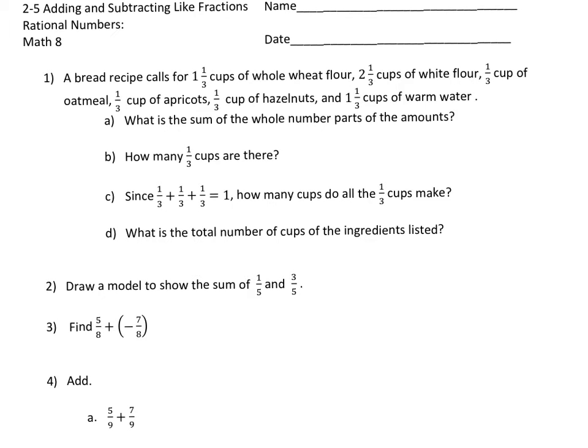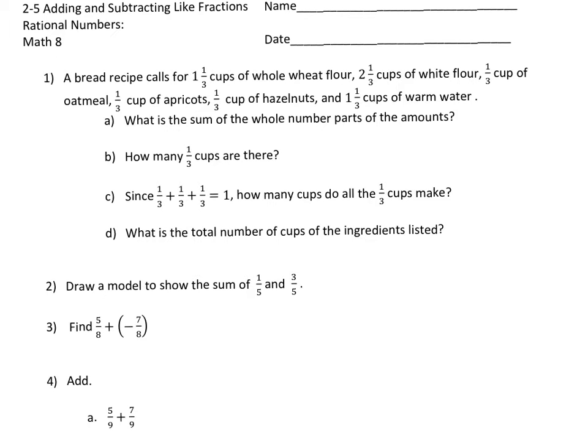So we are now going to be adding and subtracting like fractions. A bread recipe calls for 1 1/3 cups of whole wheat flour, 2 1/3 cups of white flour, 1/3 cup of oatmeal, 1/3 cup of apricots, 1/3 cup of hazelnuts, and 1 1/3 cups of warm water. You're going to answer these questions.